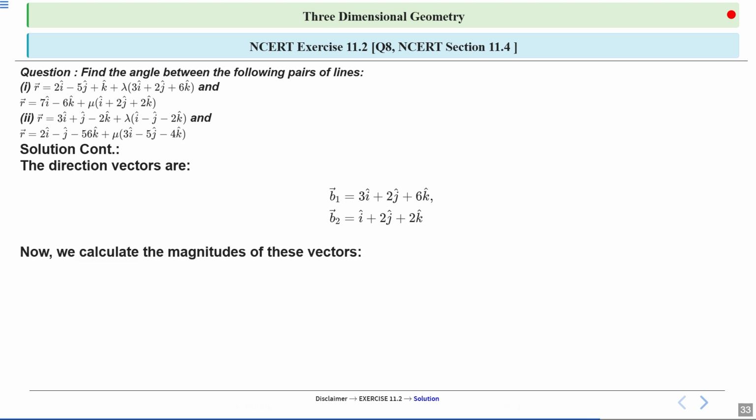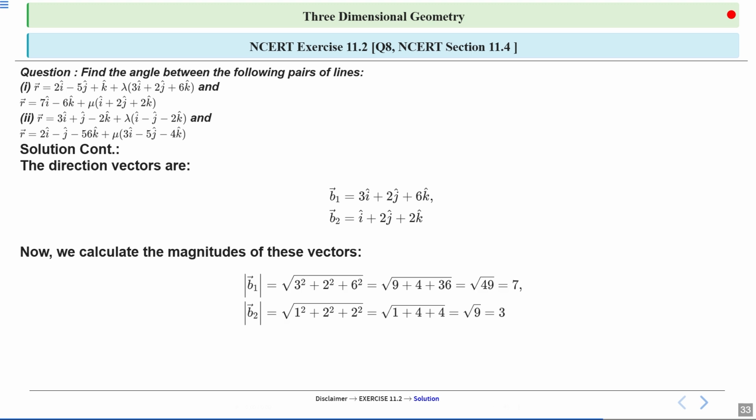Now we calculate the magnitudes of these vectors. Magnitude of b1 is the square root of 3 square plus 2 square plus 6 square, which is equal to the square root of 9 plus 4 plus 36 equals the square root of 49 equals 7. And magnitude of b2 vector equals the square root of 1 square plus 2 square plus 2 square, which is equal to the square root of 1 plus 4 plus 4, which is equal to the square root of 9 equals 3.